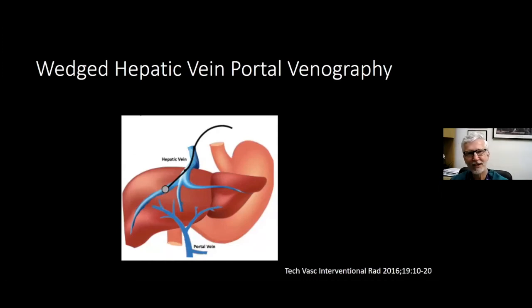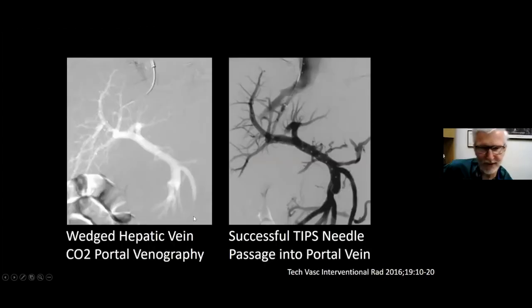So with hepatic wedged portal venography, what you're going to do is send a balloon occlusion catheter into the hepatic vein, inflate the balloon, and inject contrast, whether it's iodinated contrast or CO2 contrast, into the hepatic vein. That contrast passes through the sinusoids and into the portal system, and you can visualize the portal system quite nicely. So here's an example.